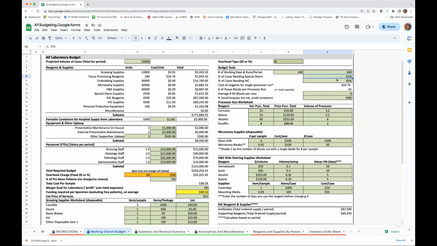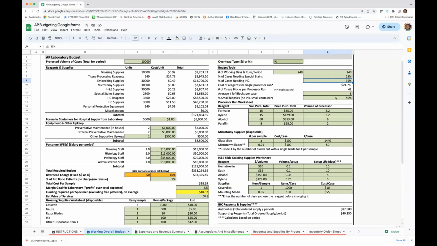The next two numbers are estimates, right? How many cases need special stains and how many cases need IHC? We're using a default here of 25% and 35%. And what that's saying is that of the 10,000 cases we have come in, about 3,500 of them we're going to need to use immunohistochemistry, okay?